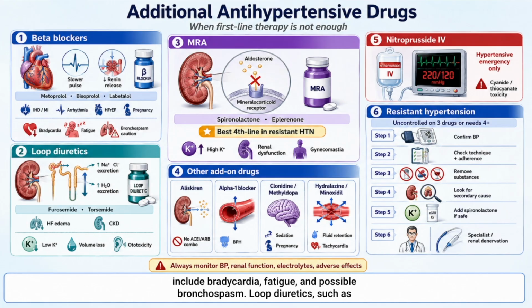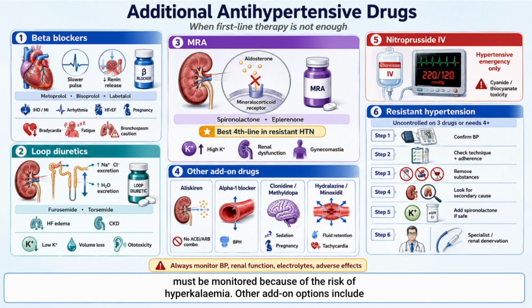Loop diuretics, such as furosemide, are mainly used when hypertension is accompanied by heart failure, edema, or advanced kidney disease. They can cause volume depletion and electrolyte disturbances. Mineralocorticoid receptor antagonists, especially spironolactone, are commonly used as the fourth drug in resistant hypertension. Potassium and kidney function must be monitored because of the risk of hyperkalemia.